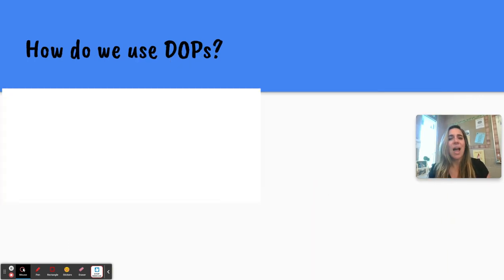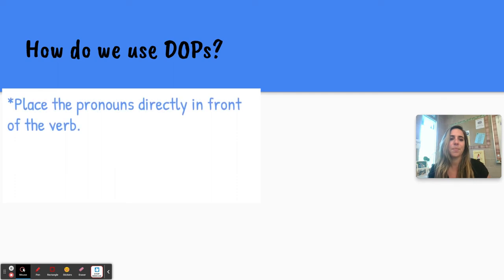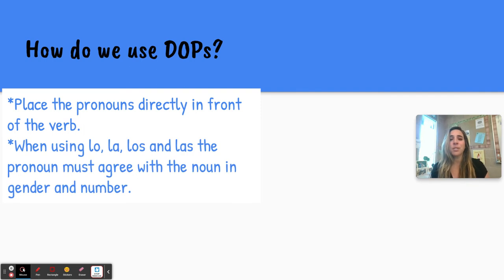Let's take a look at how we use direct object pronouns. What are the rules that we must follow? Rule number 1, you must place the pronouns directly in front of the verb. Rule number 2, when using lo, la, los, and las, the pronoun must agree with the noun in gender and number.